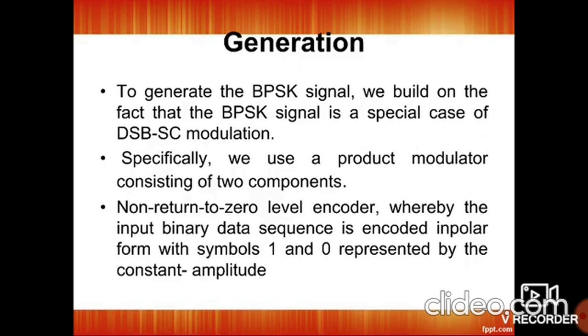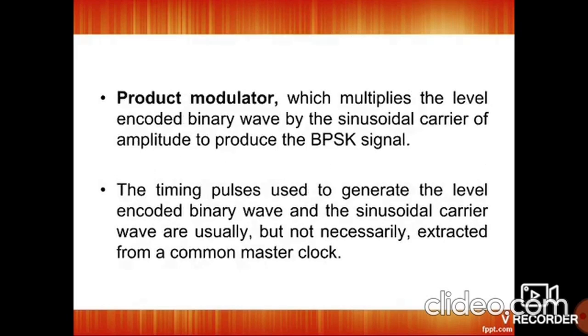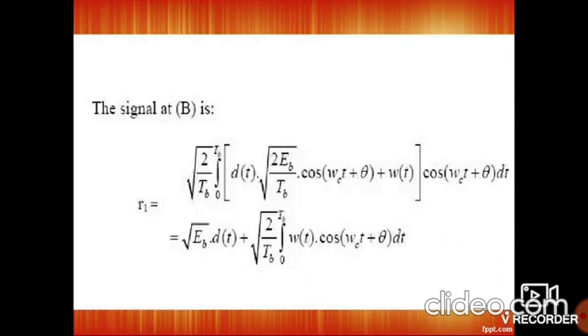The non-return to zero level encoder is where the input binary data sequence is encoded in polar form, with symbols zeros and ones represented by constant amplitude. One product modulator or balanced modulator can be used, which multiplies the level-encoded binary wave by the sinusoidal carrier of the amplitude to produce the BPSK signal. We are using timing pulses as the carrier signal, so that the message and carrier signals can produce the modulated BPSK signal.